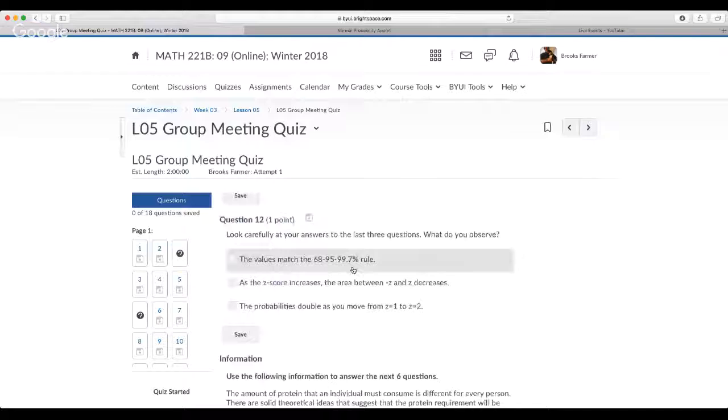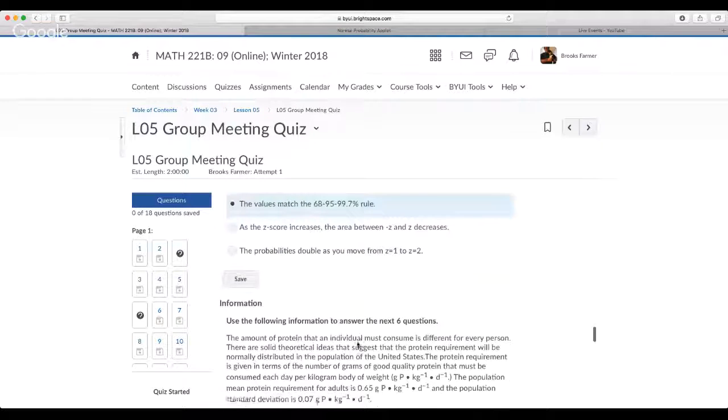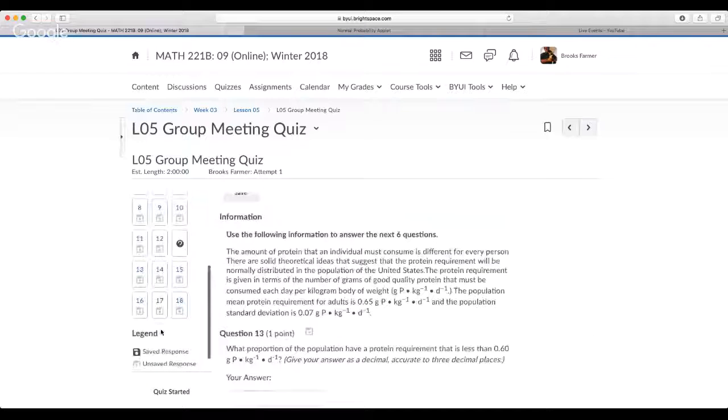All right, then 12. I think we already talked about that. So this is the first one. The values match 68, 95, 99.7.